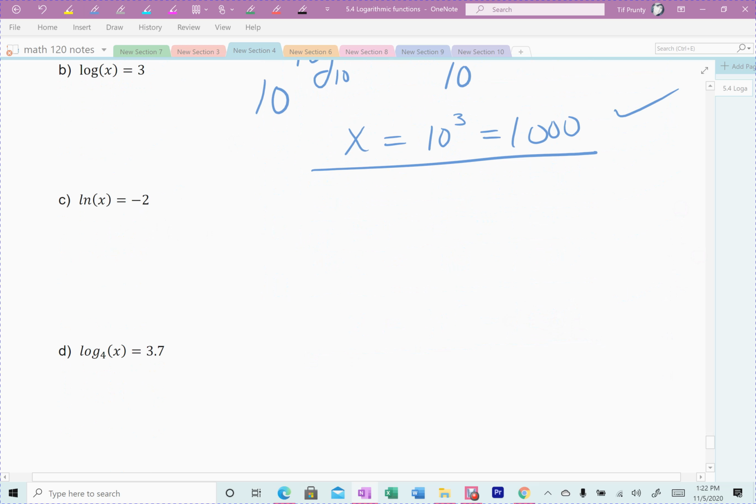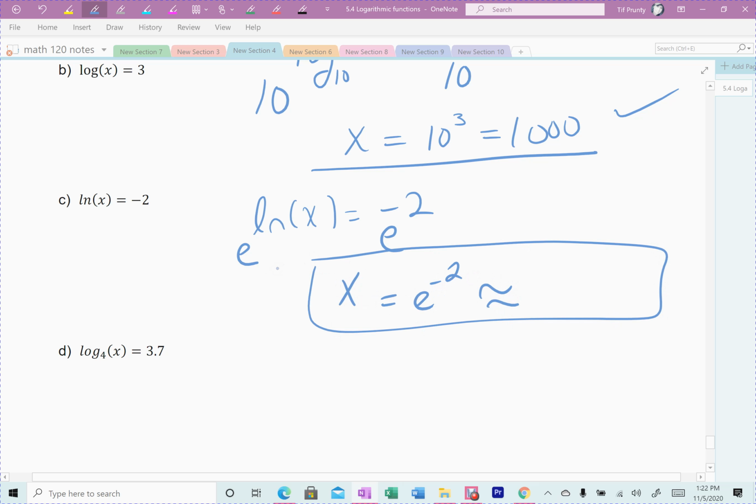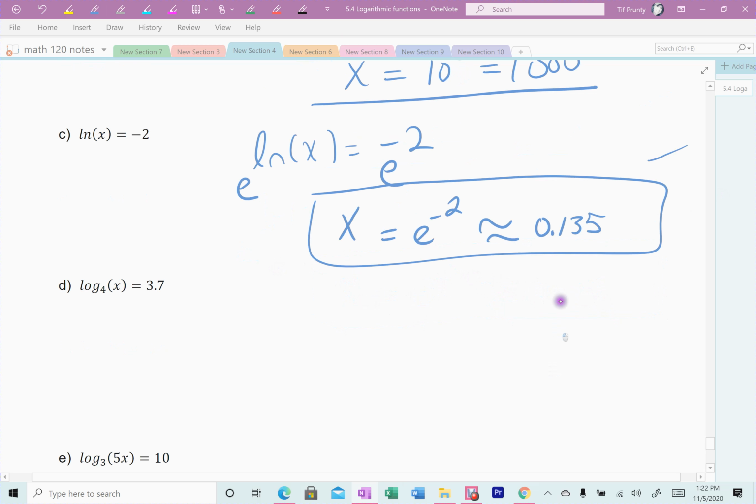Alright, ln, so it's the natural log of x, which remember is just log base e of x, equals negative 2, and so you raise it to the e. I'm going to rewrite it as natural log, and raise both sides to the e. E raised to the natural log of x undoes one another, the other side is e raised to the negative 2. And so x is exactly e raised to the negative 2, and then I plug that into my calculator, and it's a very small fraction, 0.135, rounded to 3 decimal places, and it does check. I can plug that in.